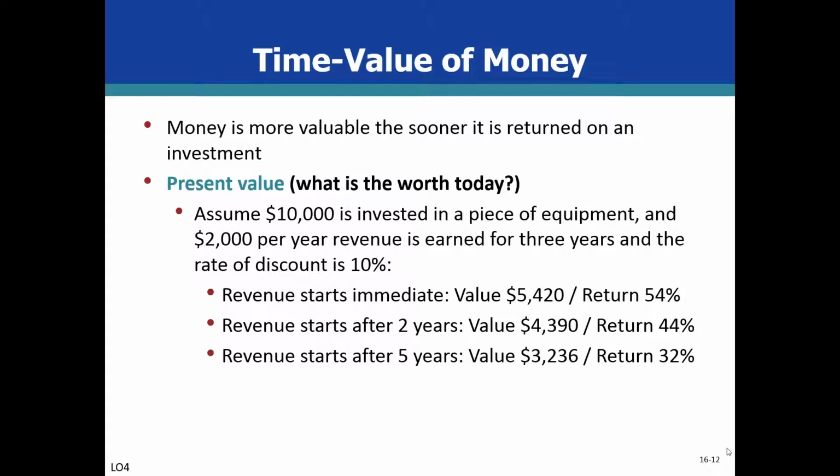The first firm goes to market immediately and has a 3-year return of 54%, as the second and third years are discounted at 10% each to arrive at a total present value of the $6,000 revenue.